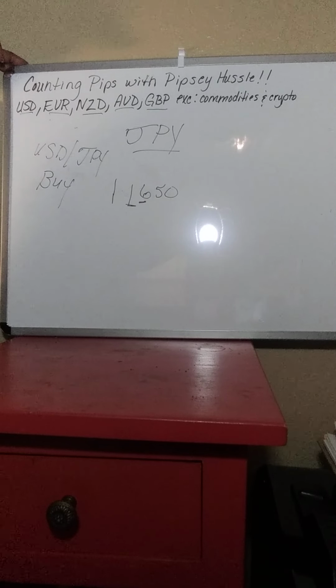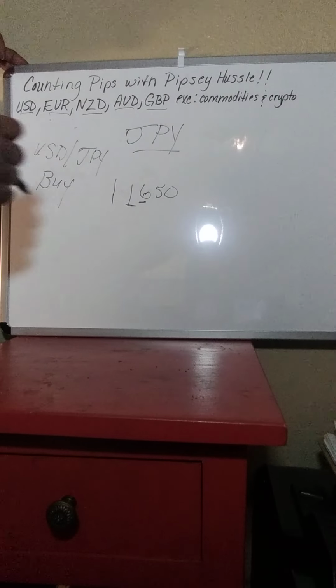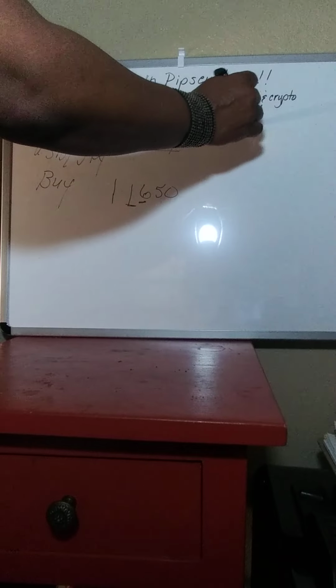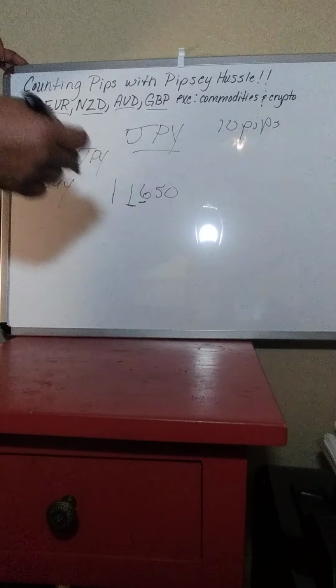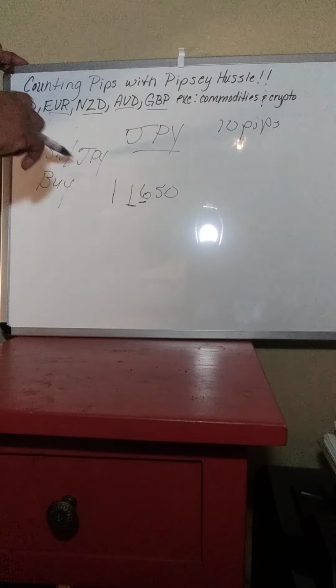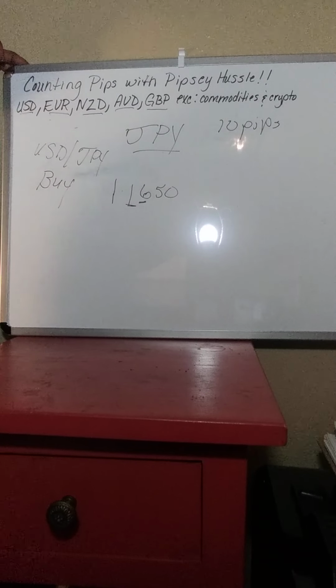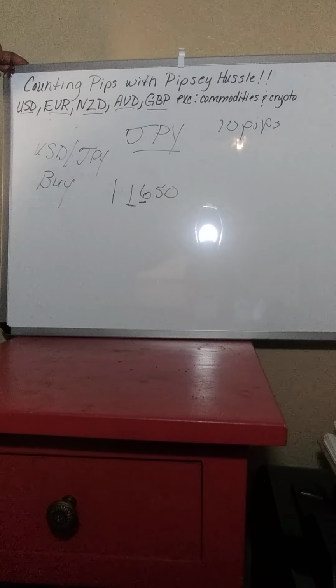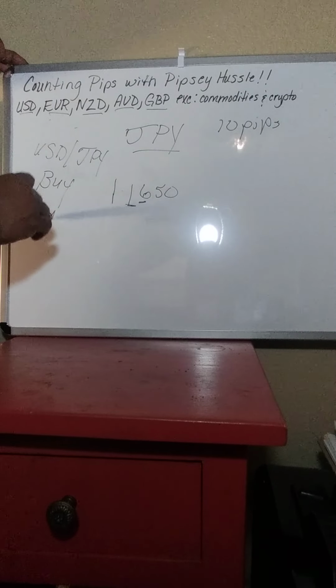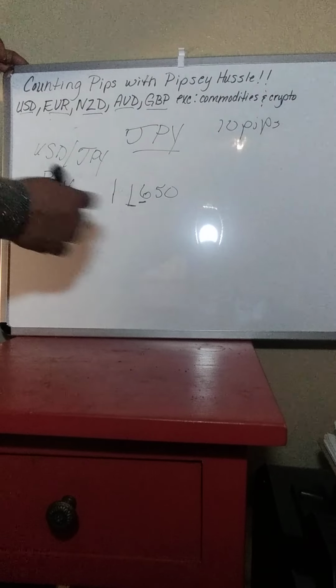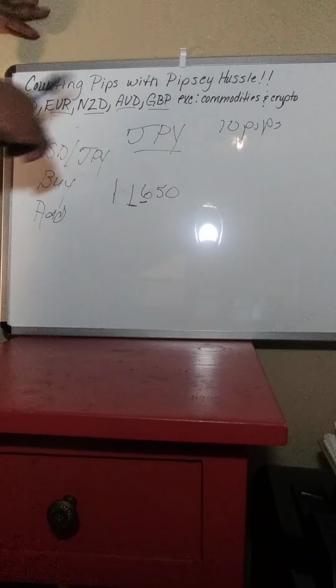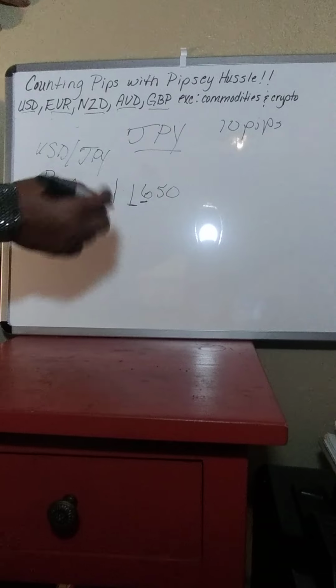So, say for instance, we wanted to get 10 pips in a buy on USD/JPY. Do we add or subtract on a buy? If you said add, you're right. We're going to add on a buy. Sorry about this handwriting, y'all. Y'all can clearly see I write better, but you know, I'm standing up.